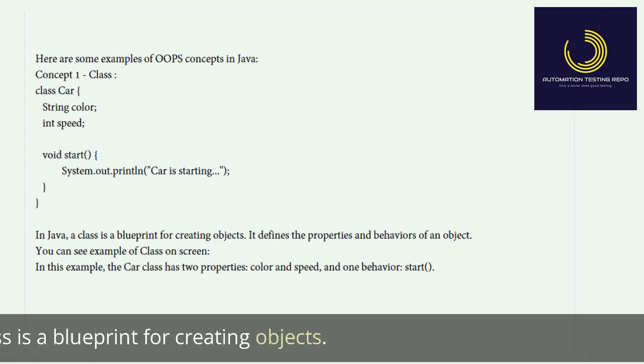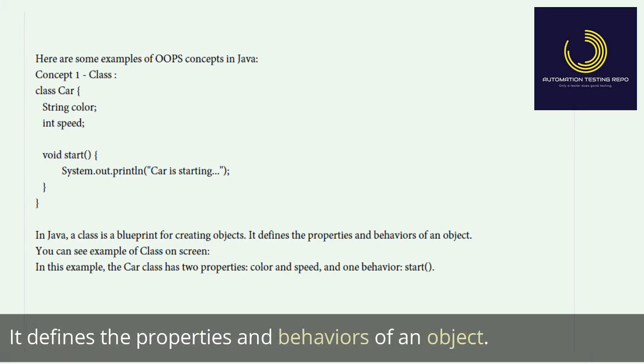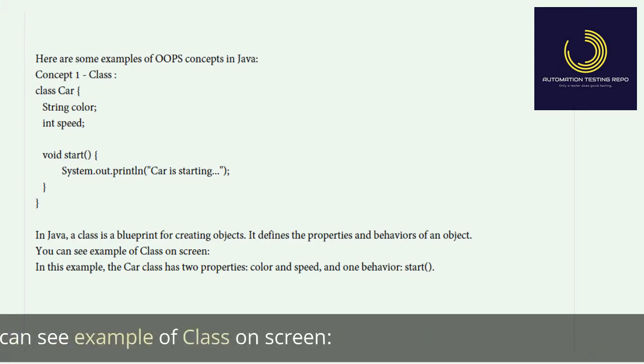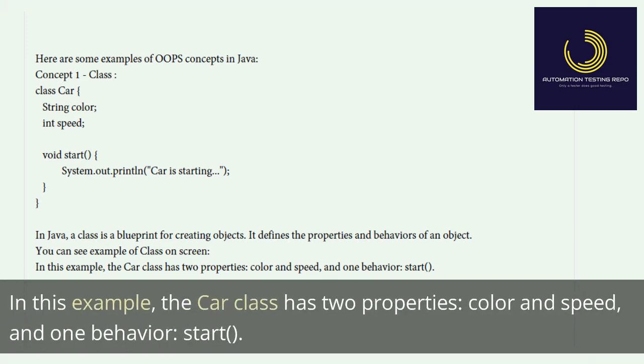Concept 1. Class. In Java, a class is a blueprint for creating objects. It defines the properties and behaviors of an object. You can see an example of a class on screen. In this example, the car class has two properties, color and speed, and one behavior, start.